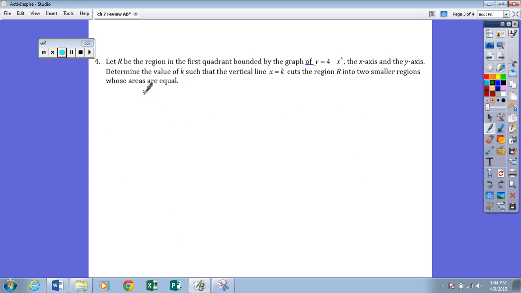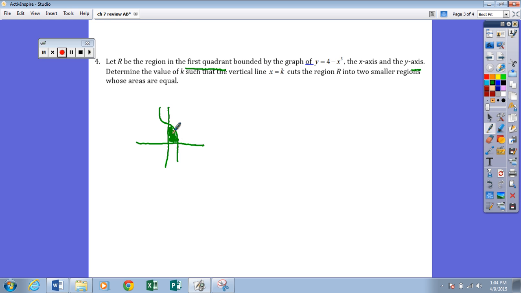Okay, number 4, let R be the region in the first quadrant. Okay, that's good to know. First quadrant, bounded by y equals 4 minus x squared. So up 4 and then a negative x squared. So it's going to look something like that. The x-axis and the y-axis. Okay, so we're just looking at this little piece right here.